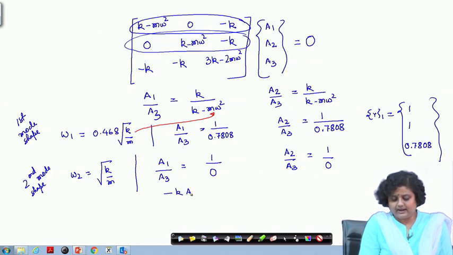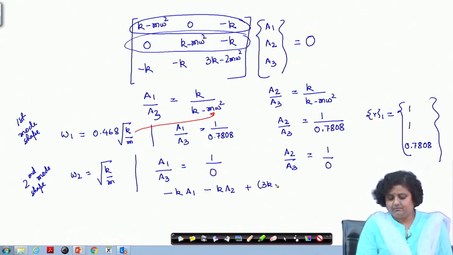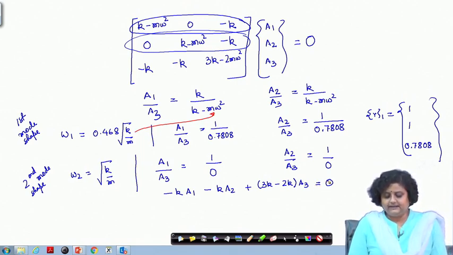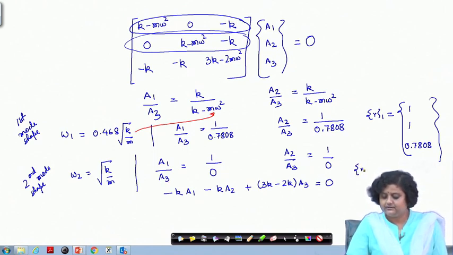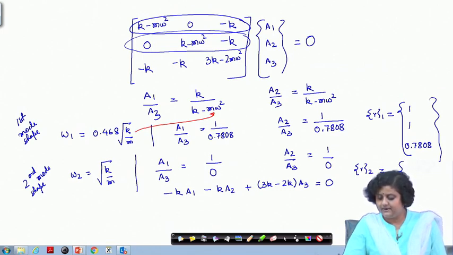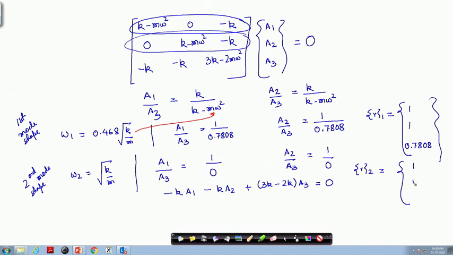So, if it is k into A1 minus k into A2 plus 3k minus 2k into A3, that is equal to 0, then we can see that A2 by A3 is coming out to be 1 by 0. So, if I use A1 here, we can see that a possible solution of this can be 1, minus 1 and 0. So, this is a possible solution of R2.